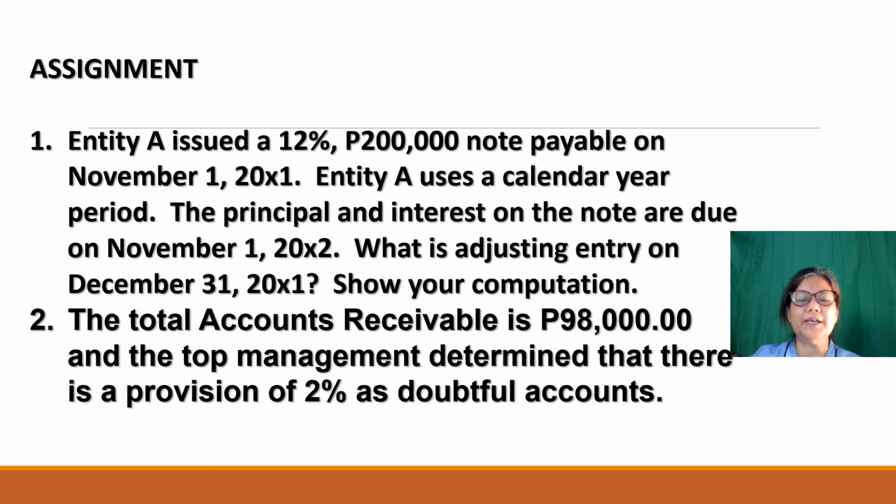Please show your computation. Number 2, the total accounts receivable is 98,000 pesos and the top management determined that there is a provision of 2% as doubtful accounts. Give the adjusting entry.